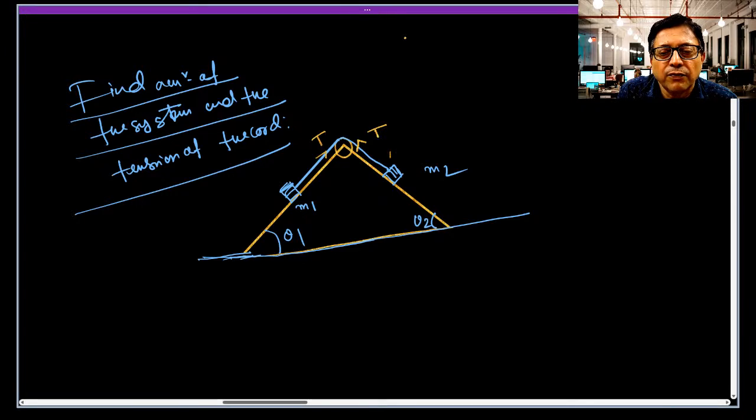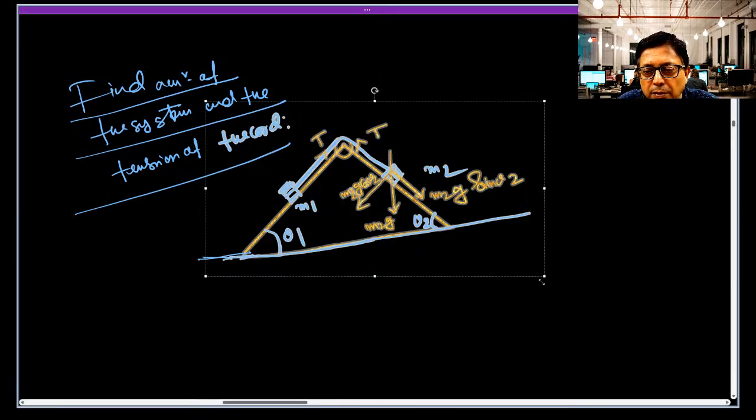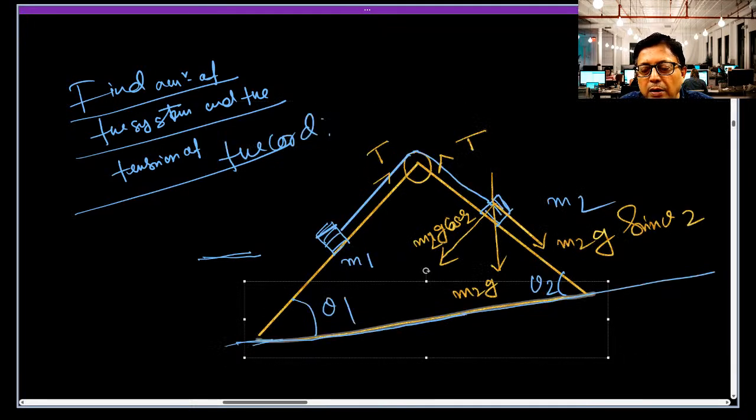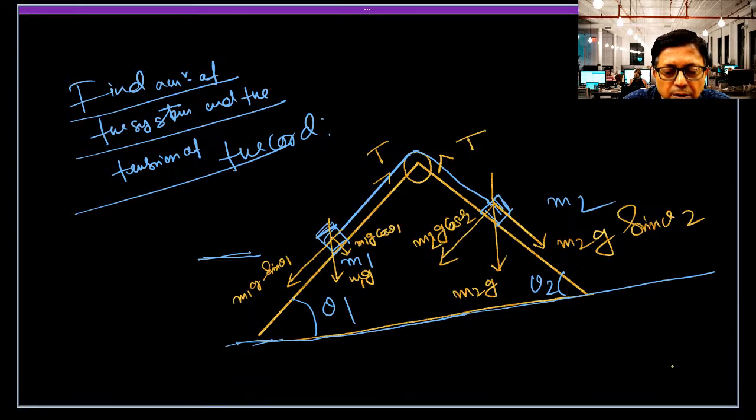So here for M2, M2G acting downward, component down the incline M2G sin theta 2, and this way M2G cos theta 2. Clear? Done? Similarly for M1, what are the forces acting? M1G downward. This way it will be M1G sin theta 1, okay.